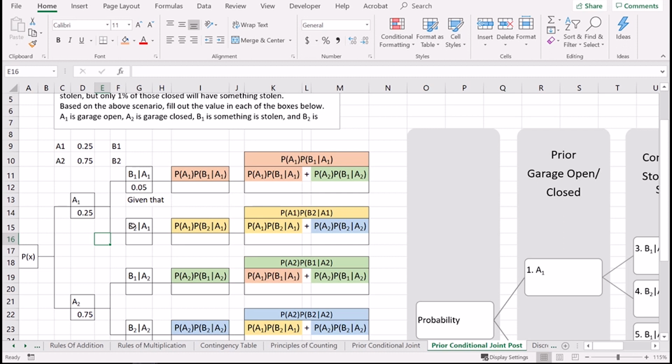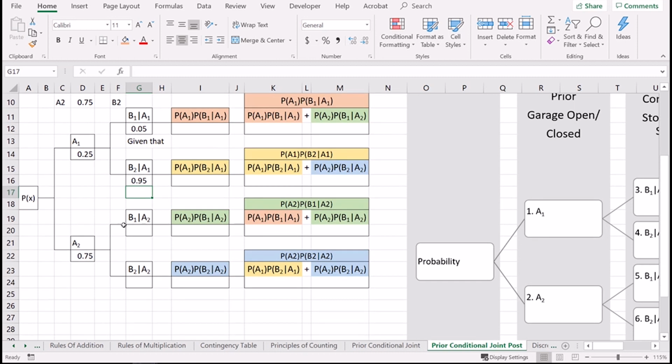What is the probability that nothing will get stolen given that they left their garage door open? What do you guys think? 0.95. Do you guys see that? 0.95. Okay, 0.95 is the probability.